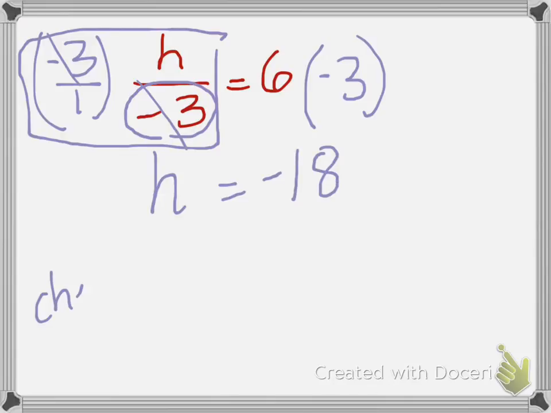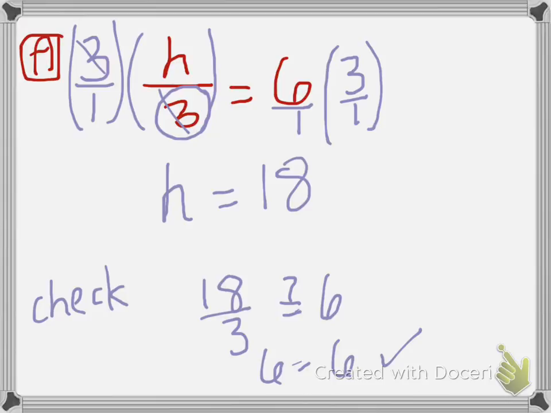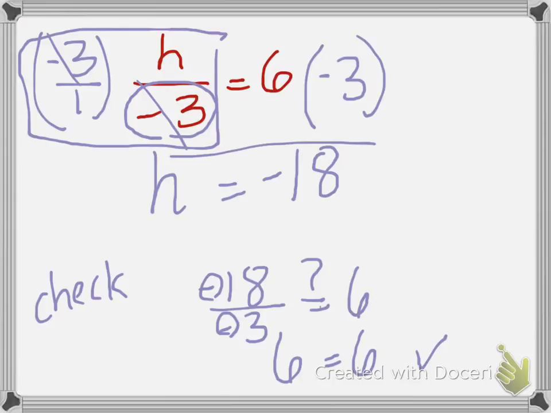Let's check to make sure. Negative 18 divided by negative 3, does that equal positive 6? Negative divided by a negative is positive. 18 divided by 3 is 6. 6 equals 6. We're good. So in this one, our answer, h equals 18, and here h equals negative 18.